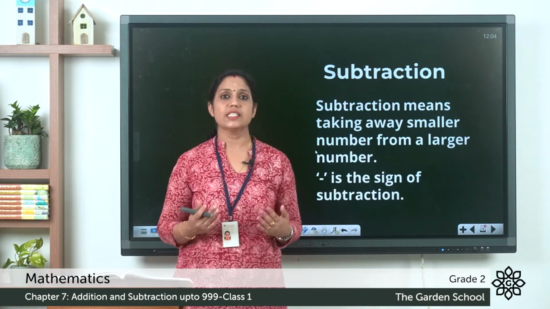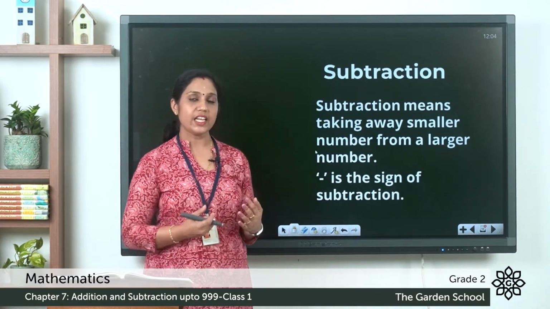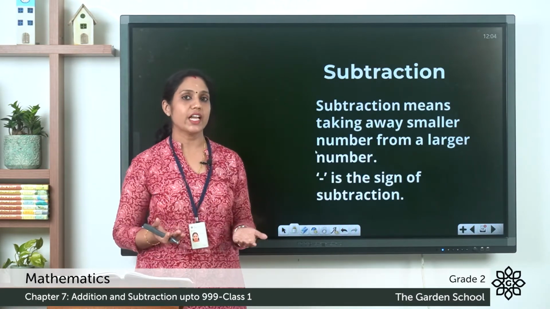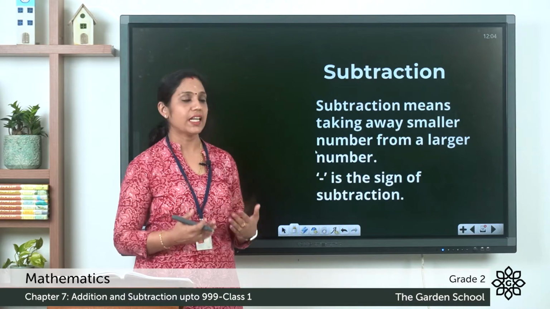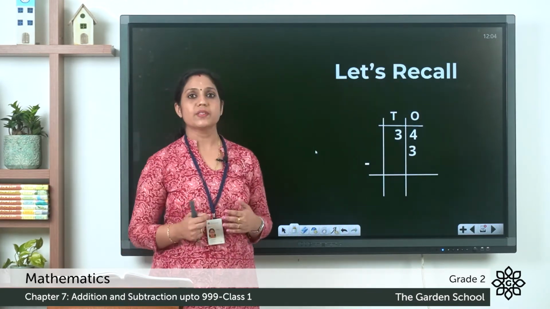Now let's learn what is subtraction. So what is subtraction? Subtraction means taking away a smaller number from a larger number. And which sign do we use for subtraction? That is the minus symbol.